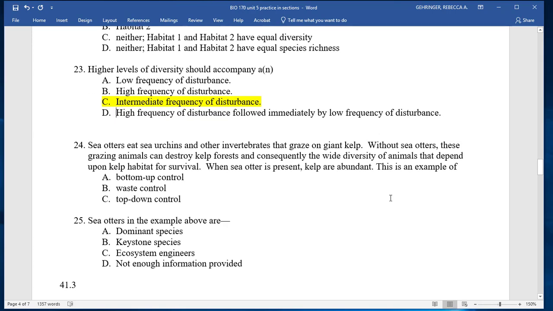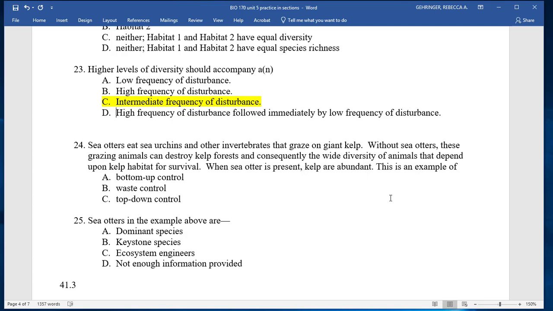24, sea otters eat sea urchins and other invertebrates that graze on giant kelp. Without sea otters, these grazing animals can destroy kelp forests and consequently the wide diversity of animals that depend upon kelp habitat for survival. When sea otters are present, kelp are abundant. This is an example of which of these?